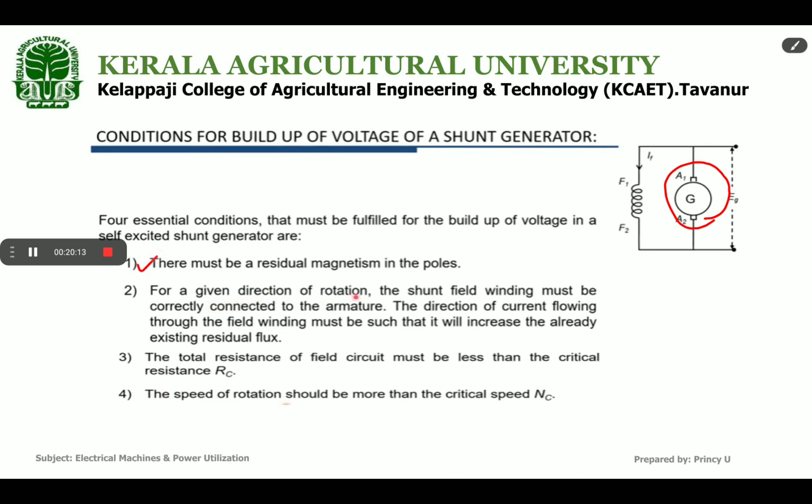And the second condition is, for a given direction of rotation, the shunt field winding must be correctly connected to the armature. That means the direction of the field and the direction of the armature flux must both be the same. Then only can they add to each other. Otherwise they will subtract from each other. If both are in opposite directions, they will subtract. So the direction of current flowing through the field winding must be such that it will increase the already existing residual flux. Okay, so there will already be a residual flux on the field winding.